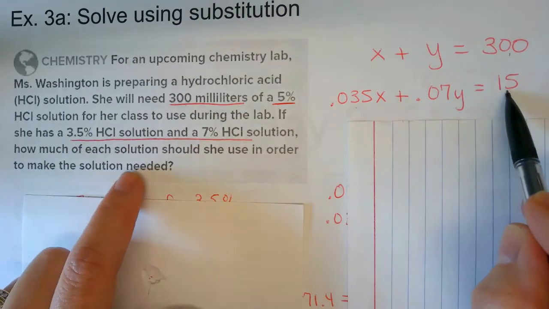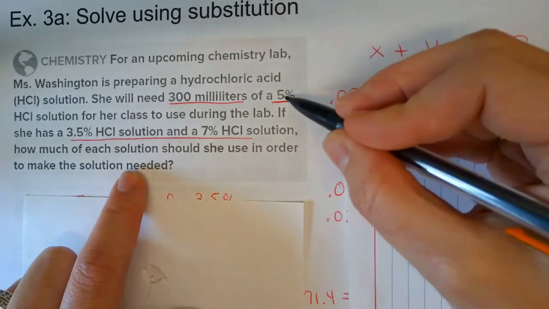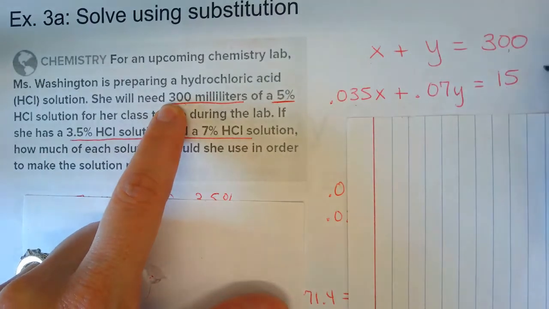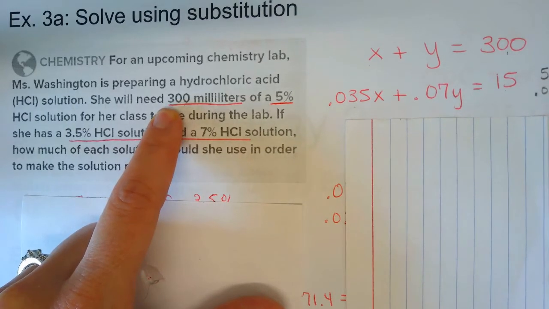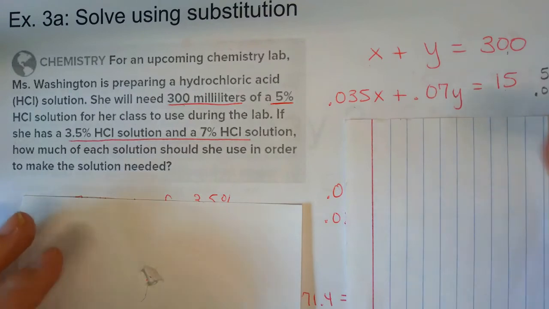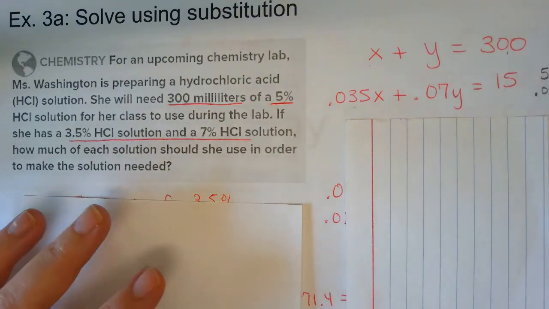Now this one's the kind of tricky part from chemistry. We are wanting 5% of that 300, so you do need to calculate 5% of 300, which means you need to do 0.05 times 300 to figure out how much of that solution we're trying to get. Once you have your equation set up, then it's not so bad. So kids kind of struggle with the setup.